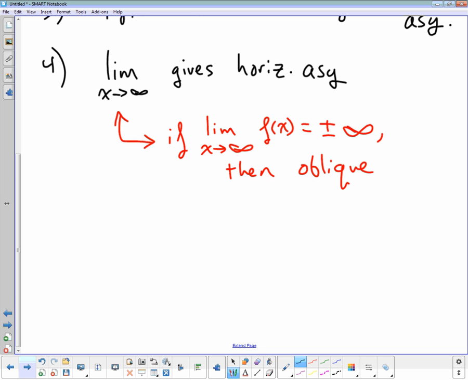So, for example, let me see if I can find a good one that we can do synthetic division for. This one. All right. Yep. All right.